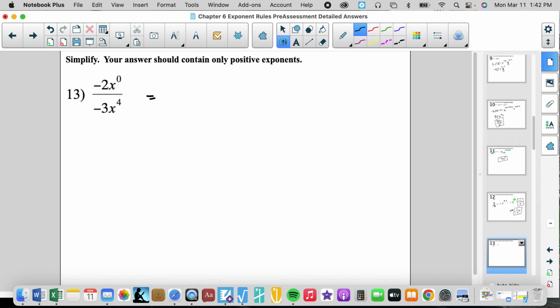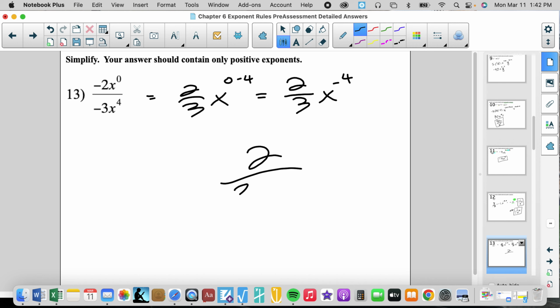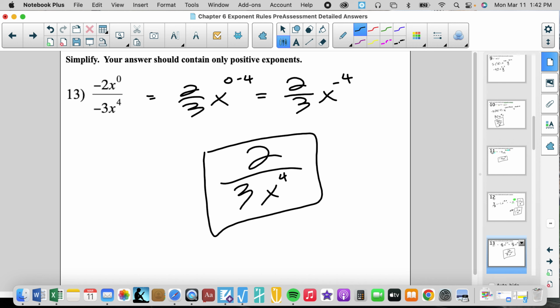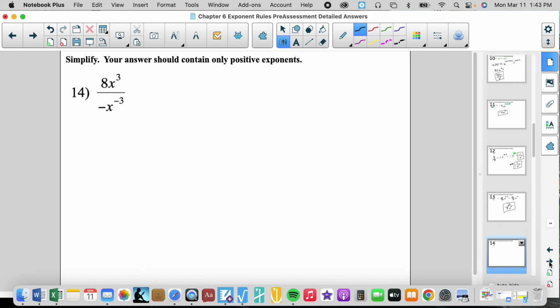So this equals 2/3, and then we have x to the 0 minus 4, which equals 2/3 x to the -4, and then we have 2 over 3x to the 4th. So I just got rid of the negative exponent by putting it in the denominator with the 3. I tend not to write fractions like that when we have other variables. So be careful of that.